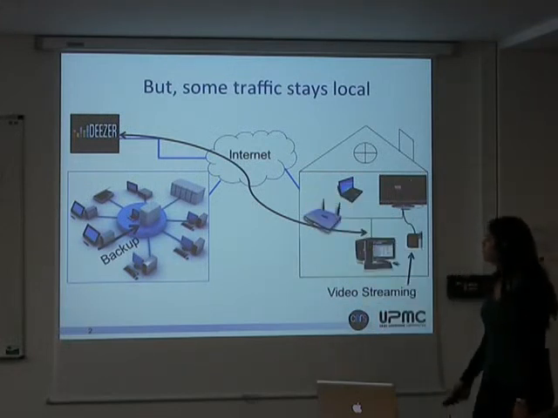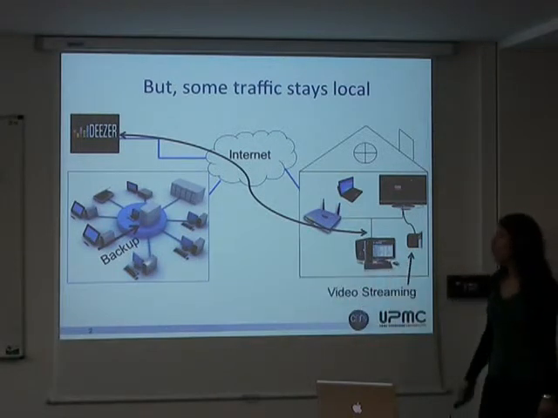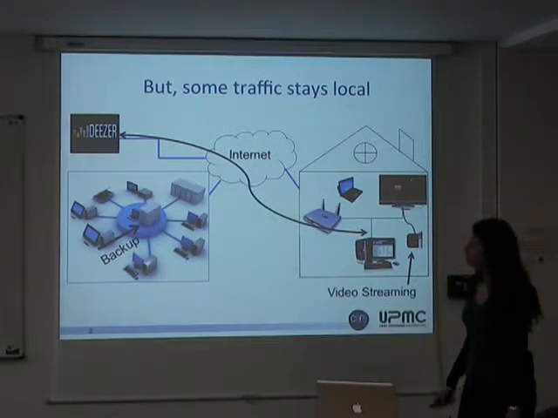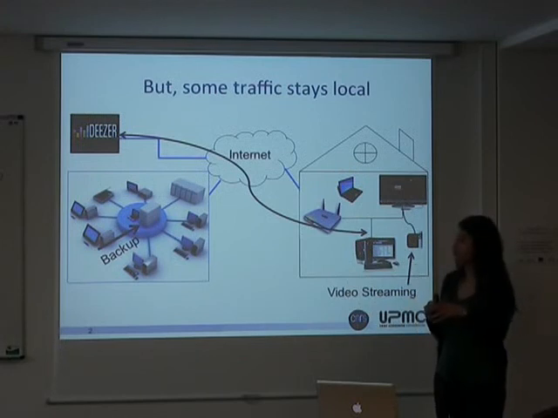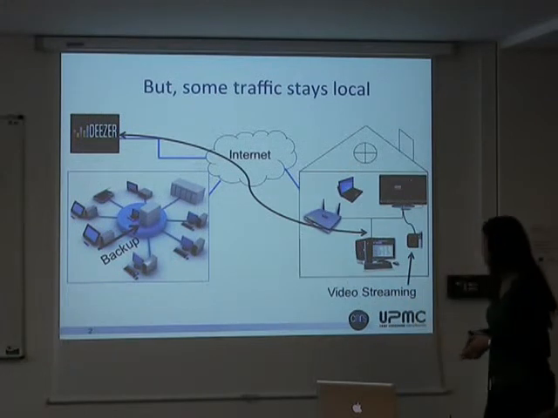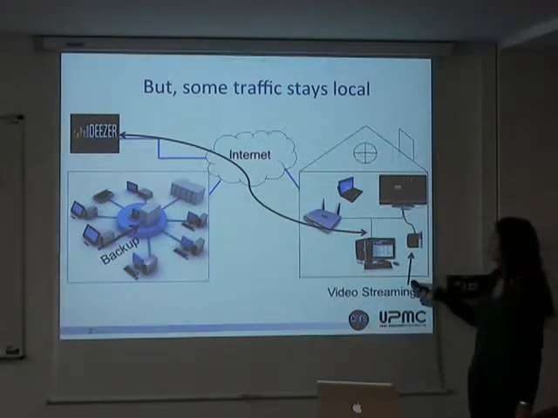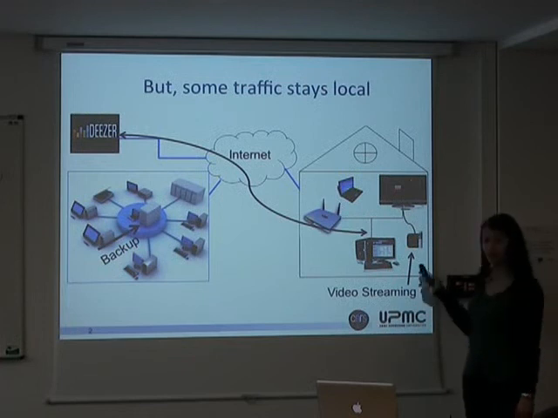For example, in this picture you have an enterprise network and a home network. In the enterprise network, all the backup traffic from the enterprise users to the main server will stay inside the network of this enterprise, so it will stay local. Similarly in the home, if a user starts streaming video from a media center, this traffic will stay local.